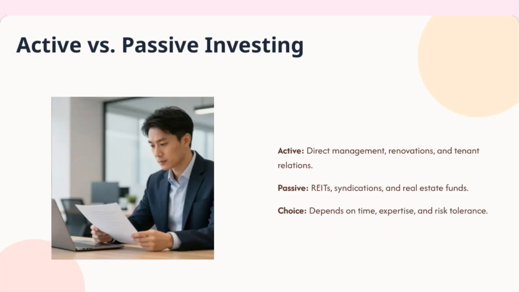When it comes to choosing your investment approach, it really depends on a few key factors like how much time you can dedicate, your level of expertise, and how much risk you're comfortable taking on. On the passive side, we have options like REITs, syndications, and real estate funds. These are great if you want to invest in real estate without getting involved in the day-to-day management. They offer more simplicity and can be less demanding in terms of time and effort.